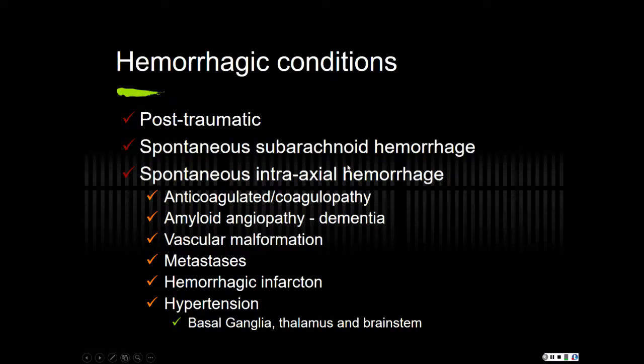Hemorrhagic conditions. We see hemorrhage in the post-traumatic setting. You can also see subarachnoid hemorrhages that occur spontaneously. And you can have reasons for spontaneous intraaxial hemorrhages. Typically, you see it with anticoagulated patients or patients suffering from coagulopathy.